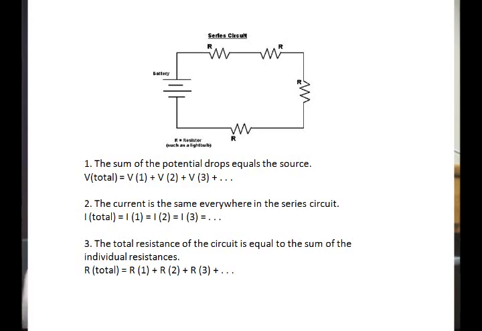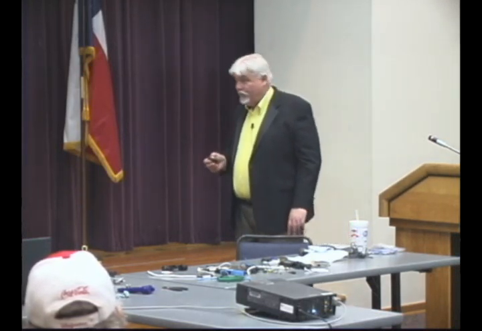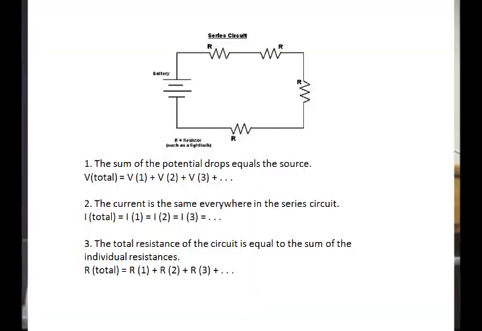In this circuit, because the same current flows through all resistors, the current is the same at every point of the circuit. The voltage, however, divides. So if this battery is putting out 20 volts, and all these resistors are of equal value, each resistor is going to drop 5 volts.